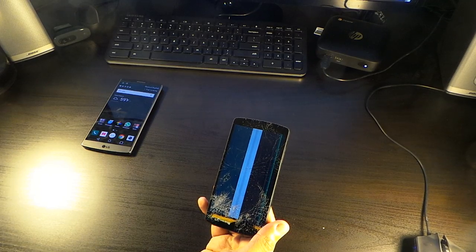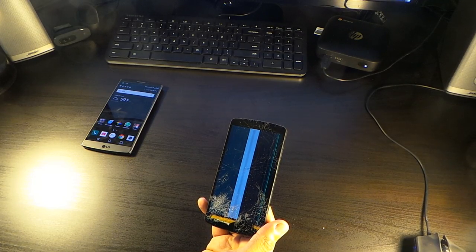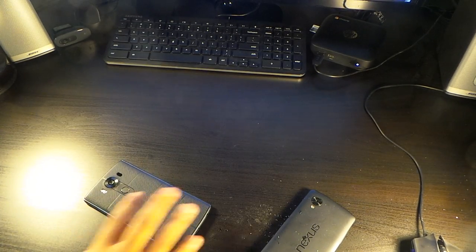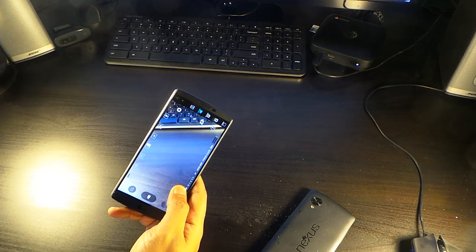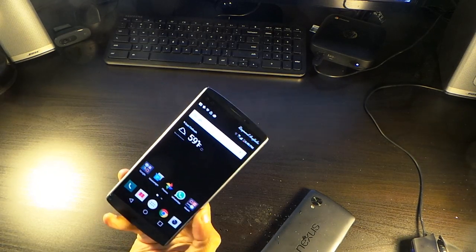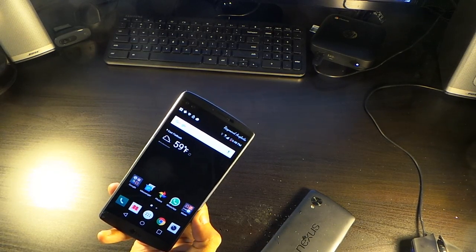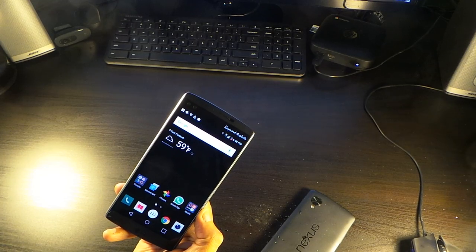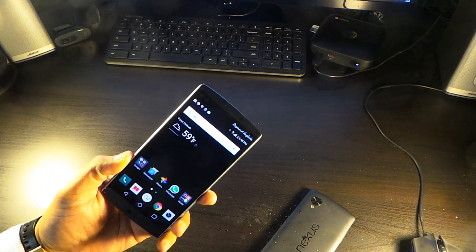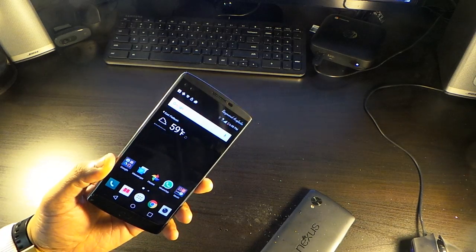Damn strong phone. LG V10. This phone is almost, you know, indestructible, man. This phone ain't breaking. Period. End of story.